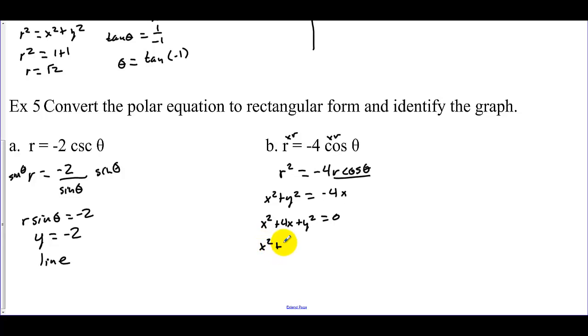Now let's set this up to complete the square on x plus something plus y squared equals 0 plus something. To complete the square, we take b divided by 2, that's 2. Square that, that's 4. So we're going to add 4 to both sides. We have x plus 2 squared plus y squared is equal to 4. And this equation is a circle.